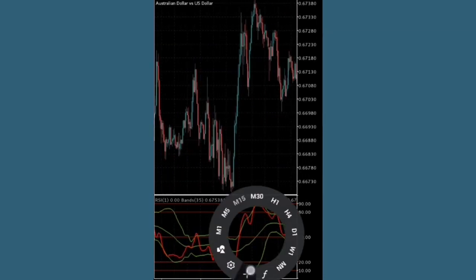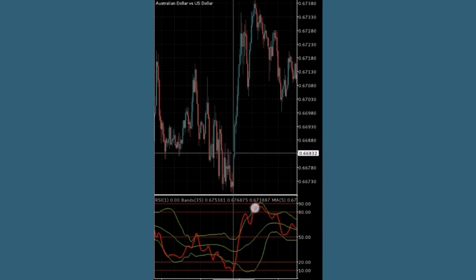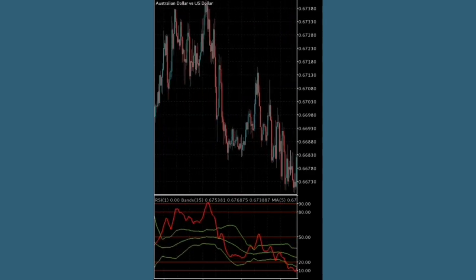Right here, the red moving average touched the 10 line level and then it came back to enter the Bollinger Bands. So somewhere right here, you could have taken a buy. One last example. Let's check what happened right here. The red moving average touched the 90 line level and then it came back to enter the Bollinger Bands somewhere right here. So you could have entered a sell somewhere right here.